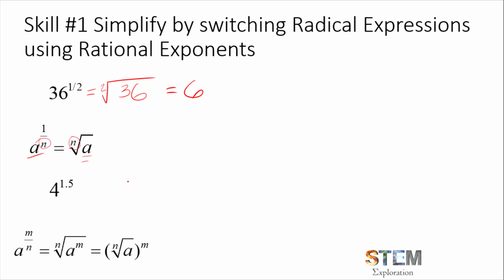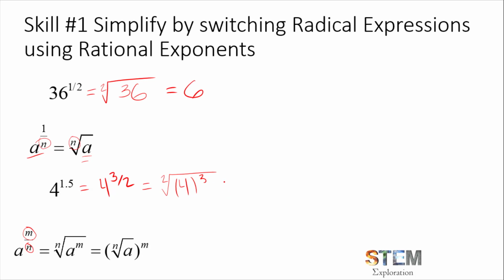Another context where we might see the same thing is where we have 4 to the 3/2 power. This is kind of a unique situation as well. In this circumstance, again, we have the denominator, which indicates the index of a radical expression, but then the m value indicates the power applied to the radicand. So in this situation, we can go to the square root of 4 to the 3rd power.